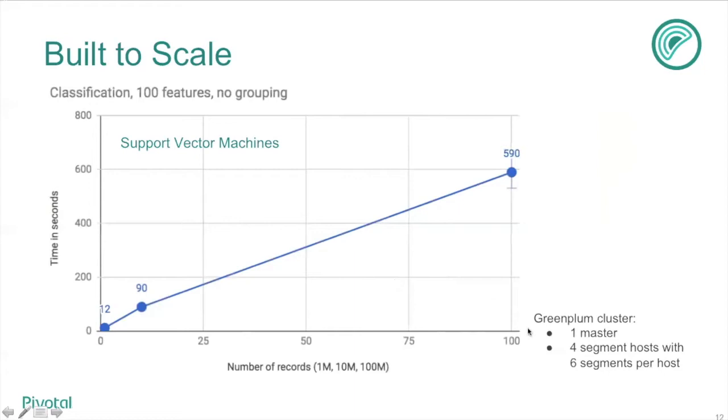So this is running on a relatively small cluster of 1 master and 4 segment hosts. The absolute values are not that important. What's important is the trend showing this linear or sublinear scalability. And that gives us some confidence that as our data set grows, then the runtime will grow in a predictable manner. It's not gonna blow up on us.